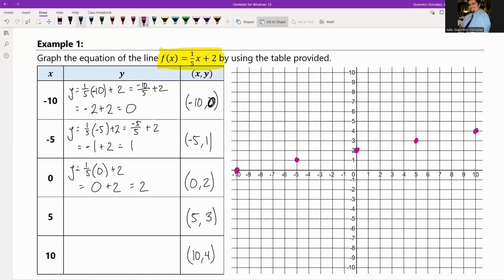I'm going to do this in blue. Hopefully the line shows up if you just connect the dots. Whoa. Maybe a little better. Let's try it again.